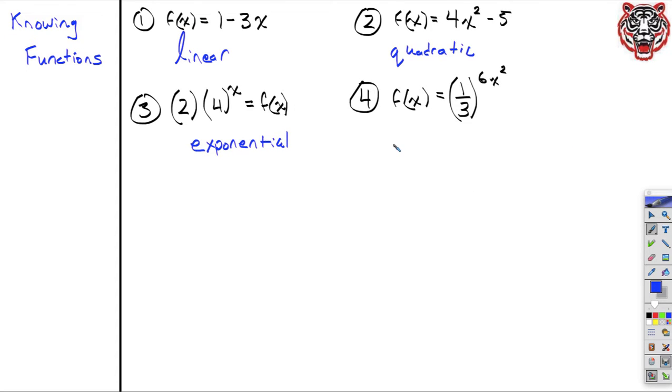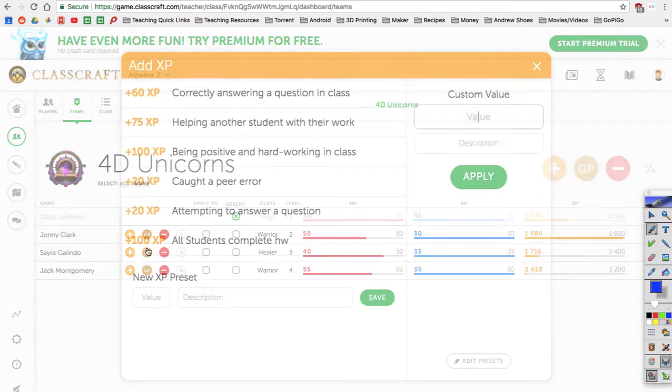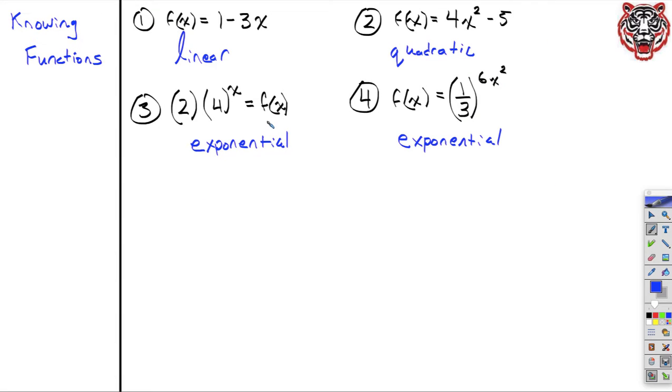And finally, number 4, quiet raised hand. Don't shout it out. Jack. Exponential. It is exponential. All right, good. So we have those down just by looking at their equations. So I'm taking a look at your homework to make sure you know what's going on.